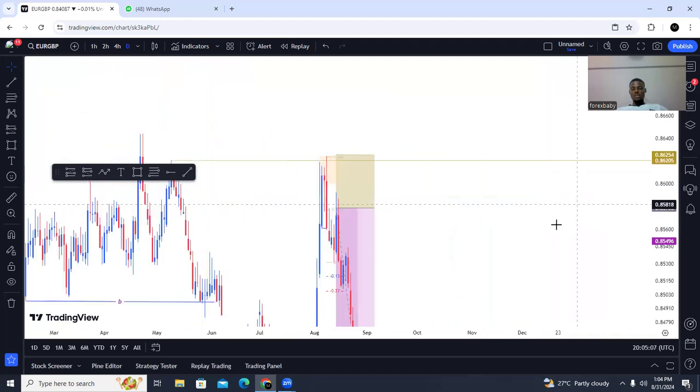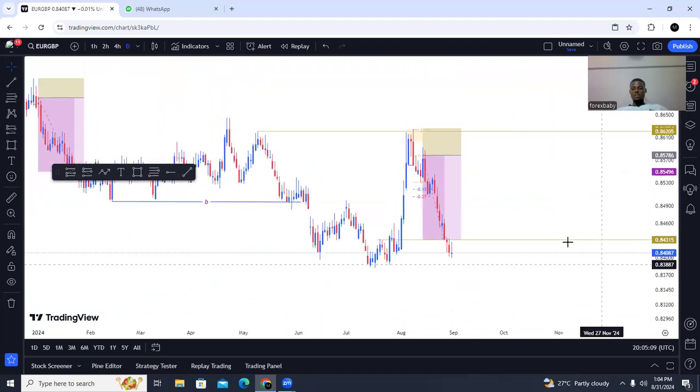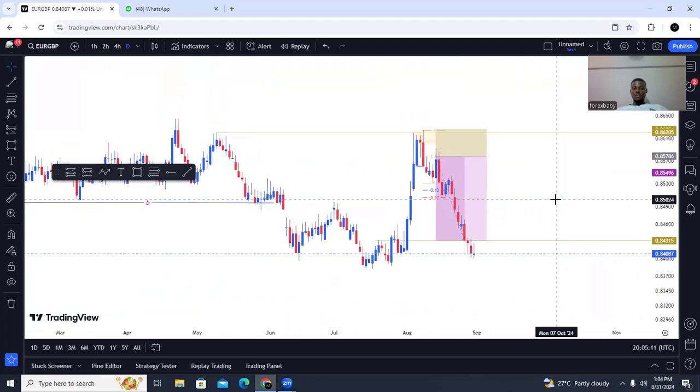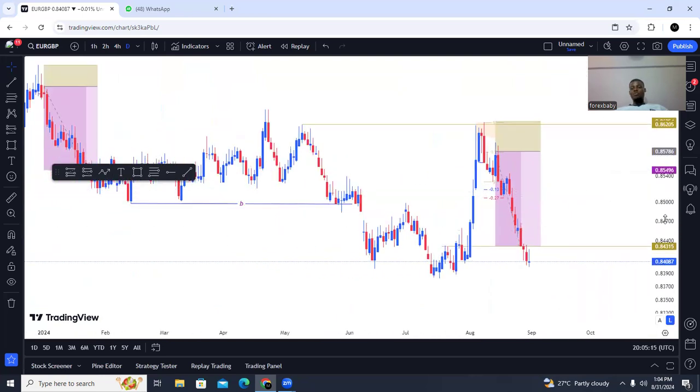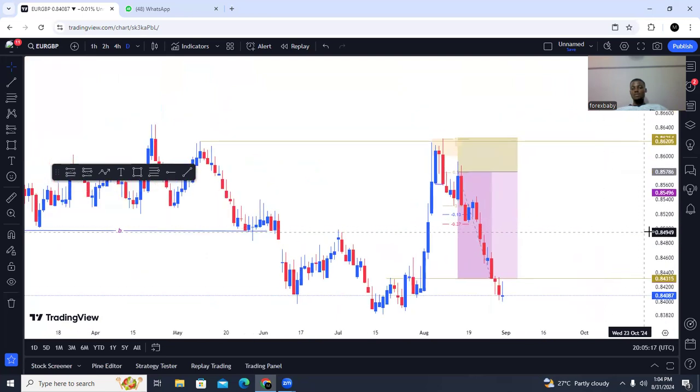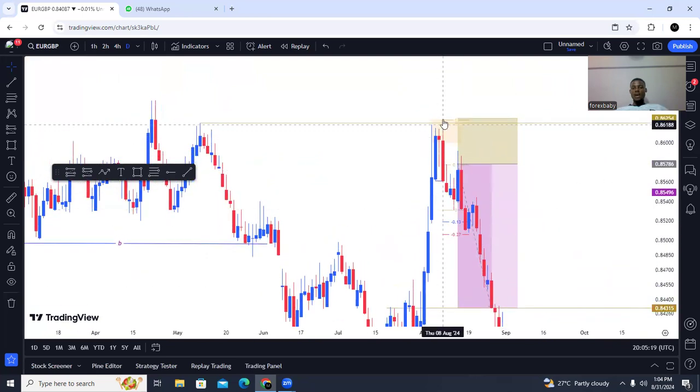All right, so this is Euro GBP. As I said, I will want to look for liquidity sweeps. So watch in this case how this guy wicked this zone and went back inside. That is just what I am looking for. I just want to see it wick, then come back inside the zone, and I'm done.